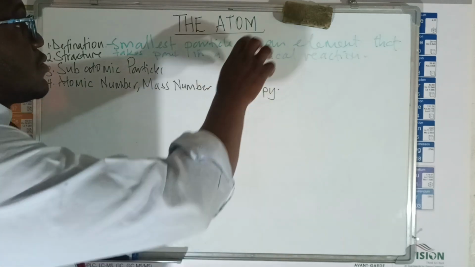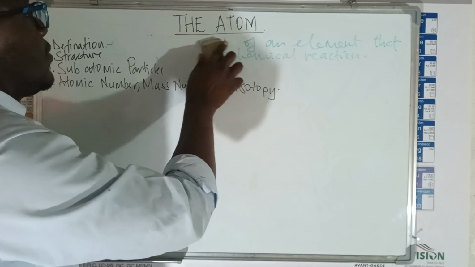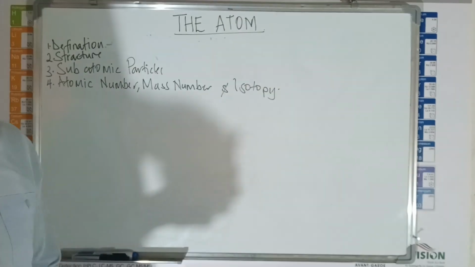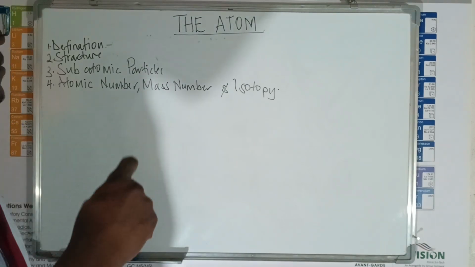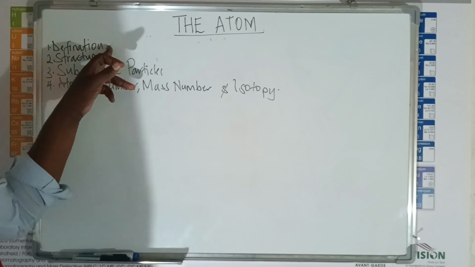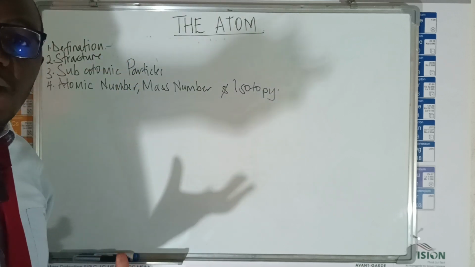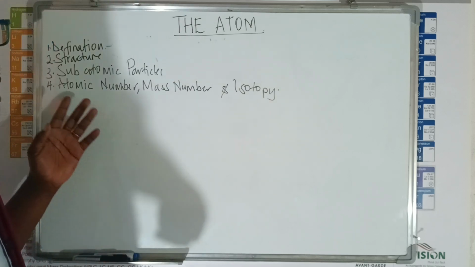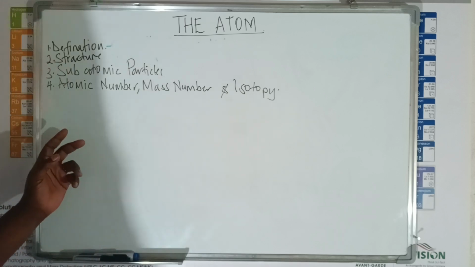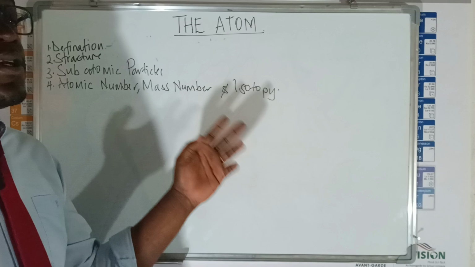Now tonight we want to look at this topic, the atom. First and foremost, let us look at the subtopics that we look at in this topic today. Today we want to look at the definition of an atom. Then we want to look at the general structure of an atom. Then we look at subatomic particles, the particles within an atom. Then finally, we look at the atomic number, mass number, and isotopy.